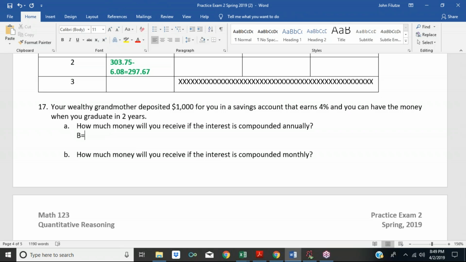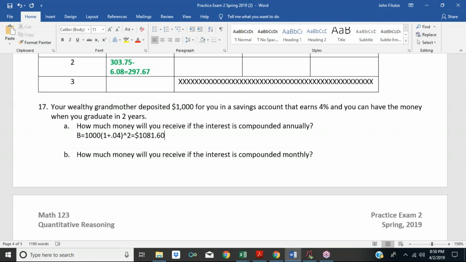So the balance here is going to be the $1,000 times 1 plus the rate. So 0.04, remember those rates are always as a decimal in these. And then to the time power, to the 2 power. So you have to run that in your calculator, see what you come up with. Go ahead. Throw that in your calculator. All right, so $1,081.60.